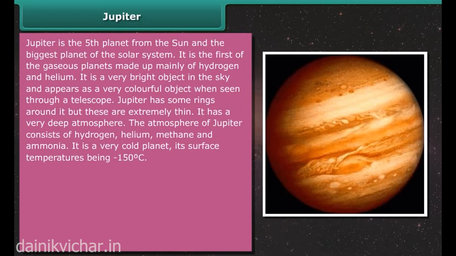It has a very deep atmosphere. The atmosphere of Jupiter consists of hydrogen, helium, methane, and ammonia. It is a very cold planet, its surface temperature being minus 150 degrees Celsius.